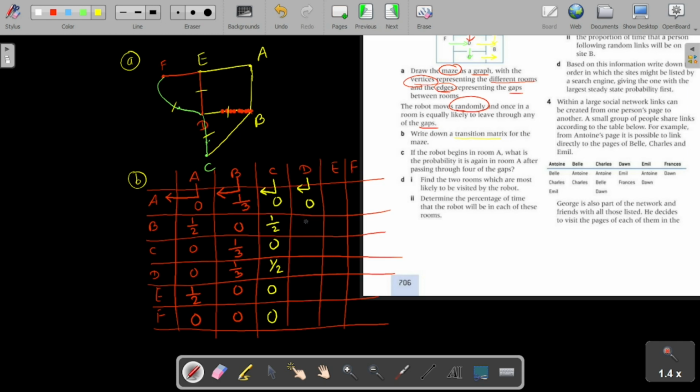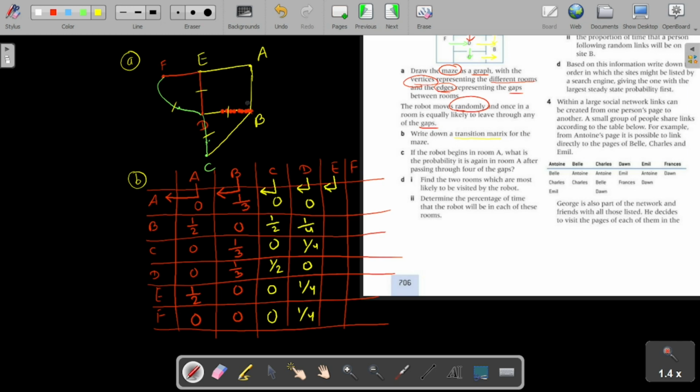So D to B, 1 by 4. D to C, 1 by 4. D to D, no. D to E, 1 by 4. D to F, 1 by 4. Next, E, from E to A, yes.